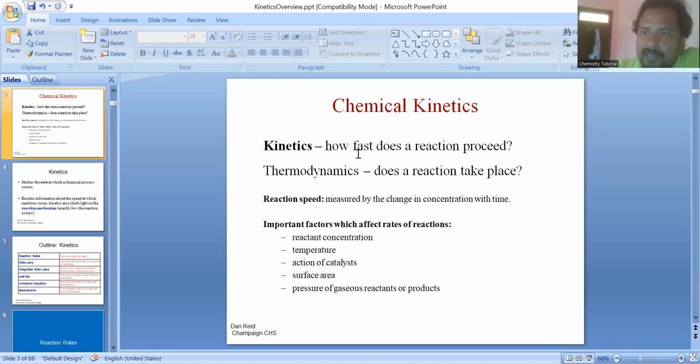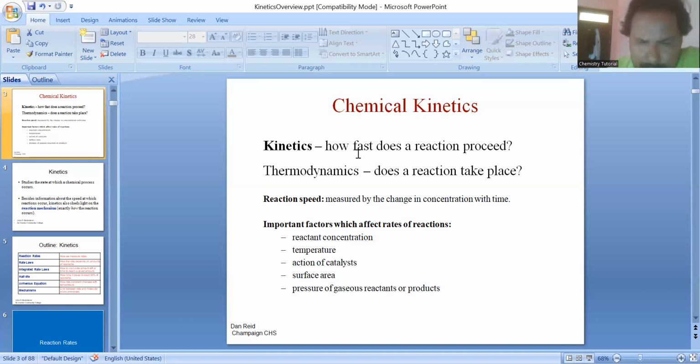Action of catalyst: when you apply the catalyst, what happens here? It lowers the activation energy. Activation energy is the minimum energy which the reactant needs in order to be converted into products. So when you apply the catalyst, it lowers the activation energy and helps the conversion of reactant into products easily and in less time.